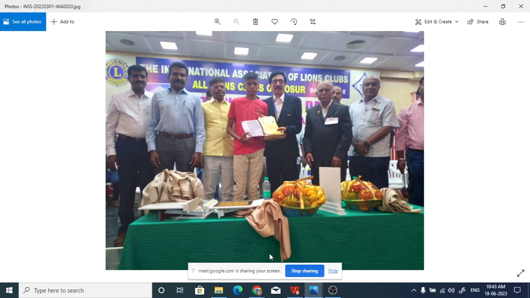So, one day in a competitive exam, one boy got first mark, sir. They are giving him a prize, an award. All the office bearers are there. They all belong to Lions Club. This photo was taken at Usur. And that boy is our student. Now he is in 12th standard.